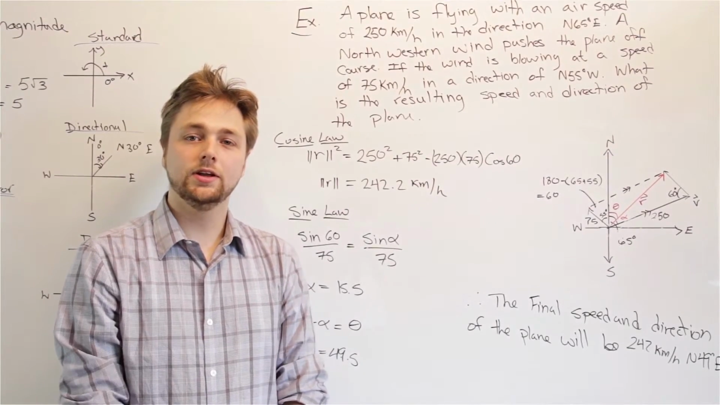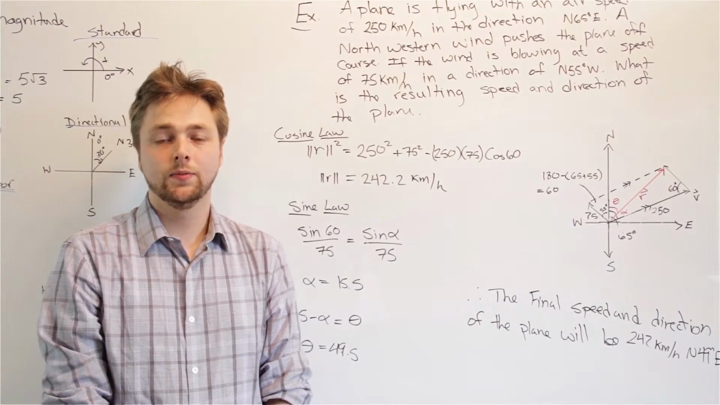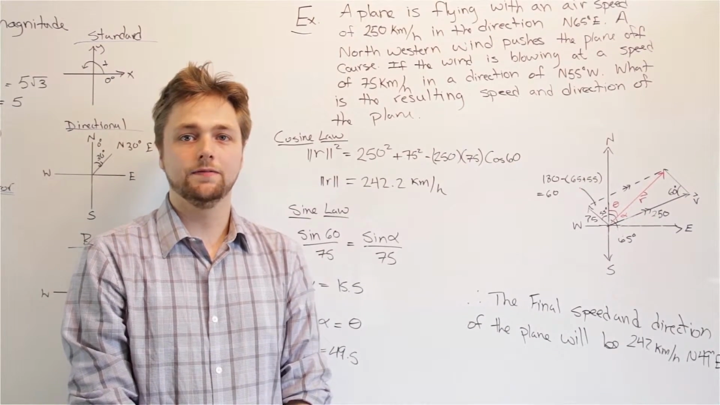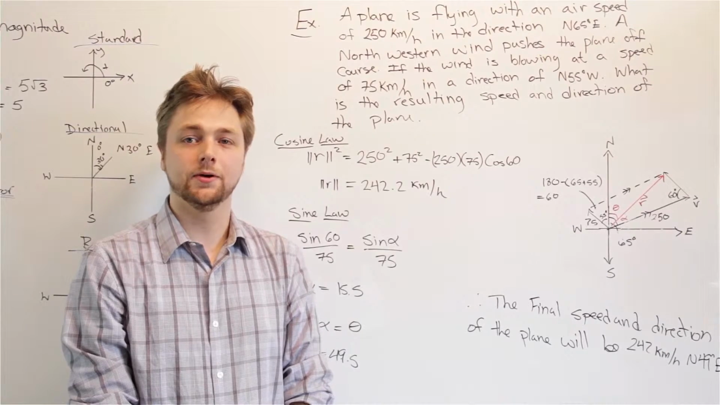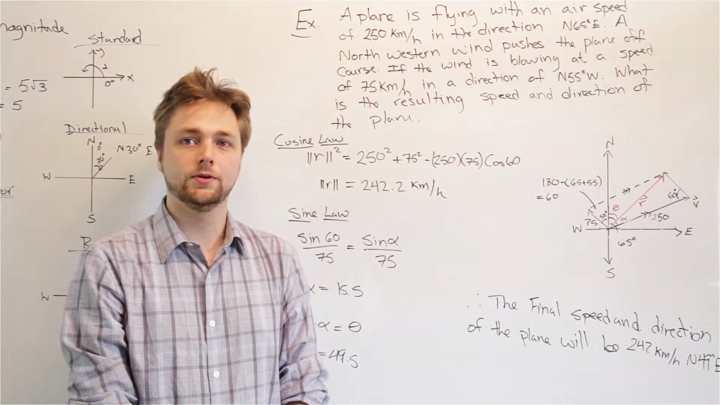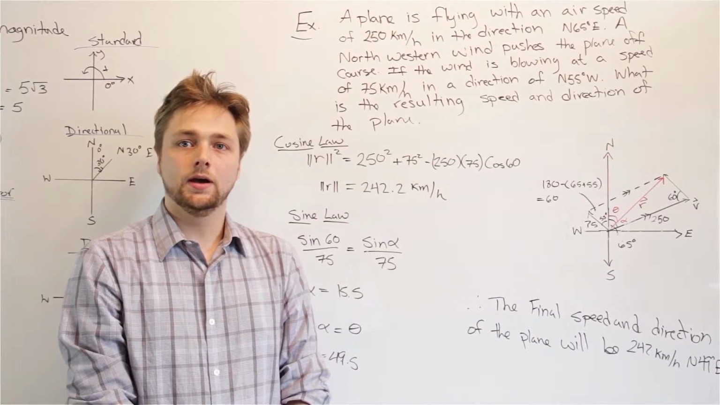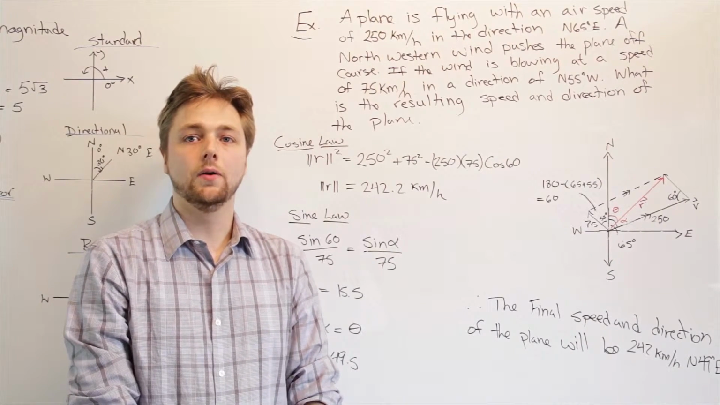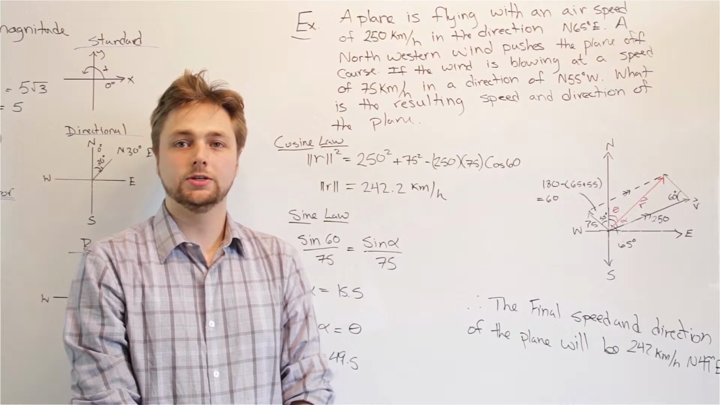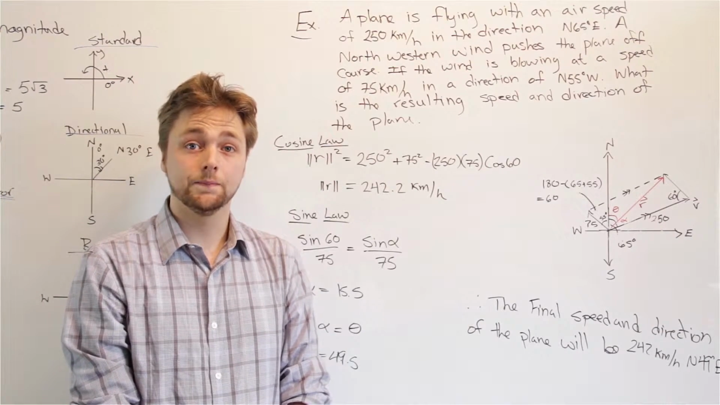Next, let's take a look at an example of where we can apply these ideas. Suppose we have a plane flying at 250 kilometers per hour in a direction of north 65 degrees east. Now the plane is being pushed by a wind, a northwestern wind, and we want to figure out what the resulting speed of the direction of the plane will be.